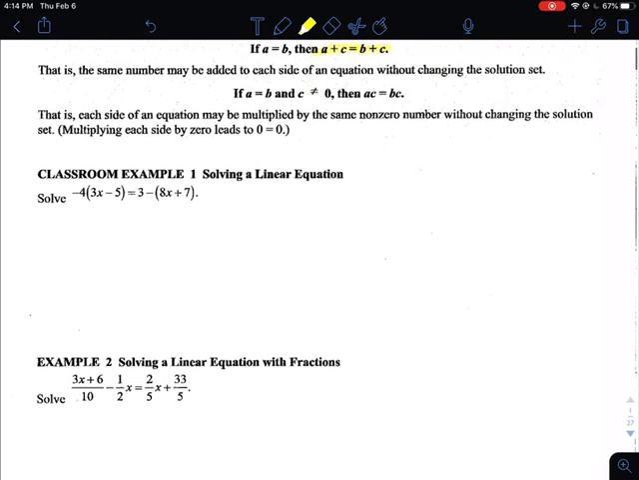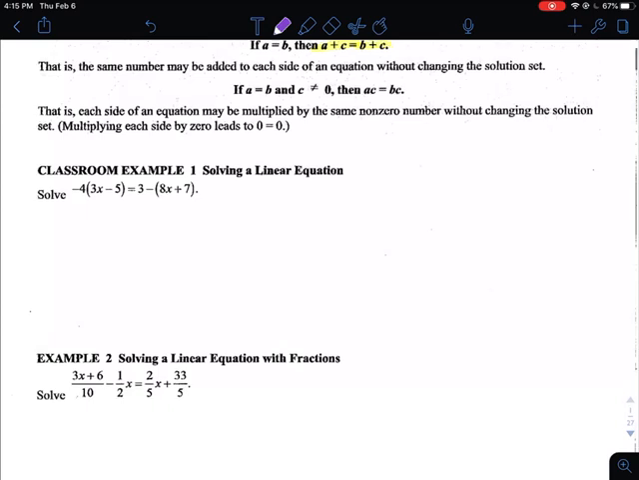So the first type is just solving a linear equation. Your goal is to isolate x. You want to get x by itself on one side of the equation. So what I'm going to do first is get rid of the parentheses by using the distributive property. I'm going to distribute -4 to that parentheses. So that gives me -12x plus 20 equals 3.